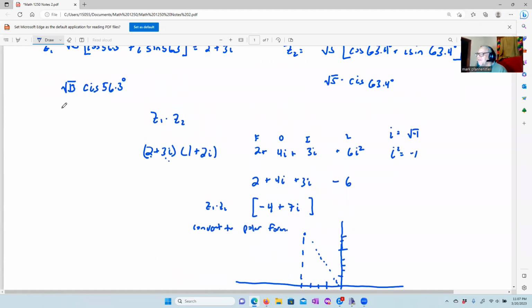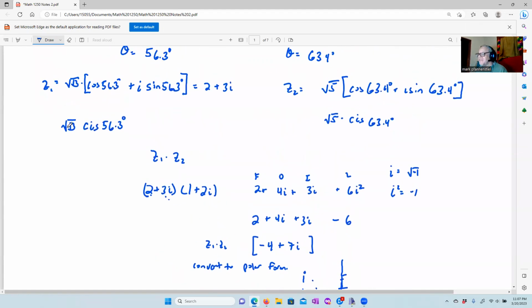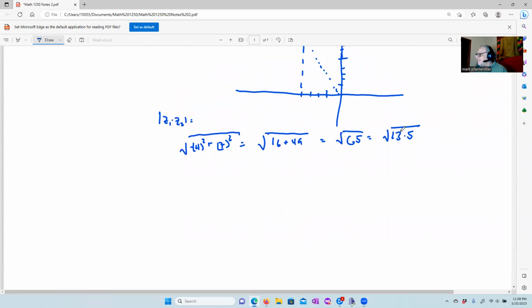Well, I know the distance for z1 is the square root of 13, and the distance of z2 is the square root of 5. Here we have the square root of 13 times 5. That comes from the fact that z1 had a distance of the square root of 13, z2 had a distance of the square root of 5. We push them together, multiply them together, we get the square root of 65 here.